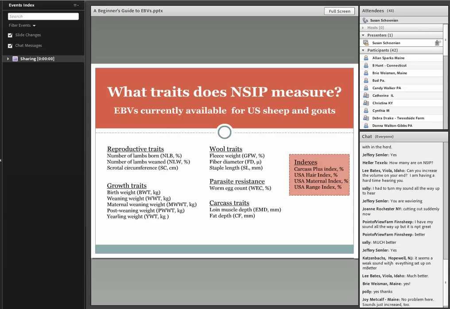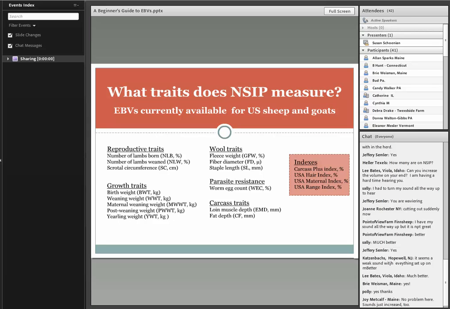Different breeds or production systems may make selection decisions on these indexes. For example, the Carcass Plus index would put an emphasis on things like growth rate, loin depth, and fat depth. So that would be for a breed like Suffolk. Hair sheep producers, basically Katahdin breeders, have created an index for the traits they think are most important for their breed. The maternal index is for the maternal breeds of sheep, something like the Polypay.